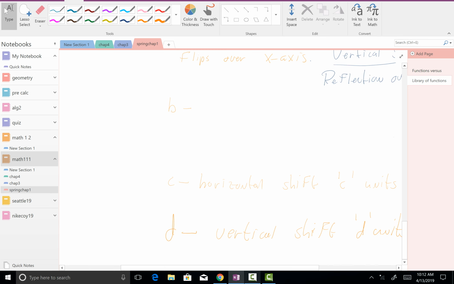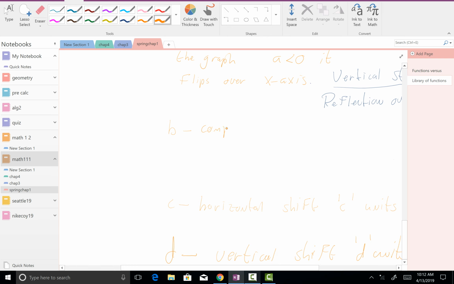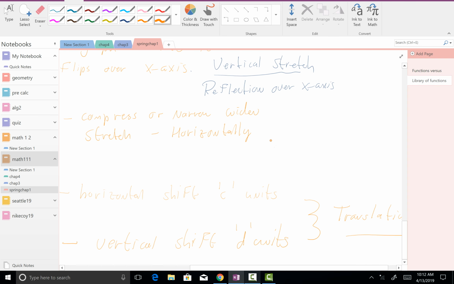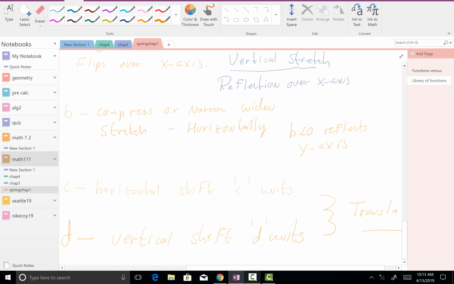So this is going to compress. Narrow or widen, you could say, also same thing: compress, narrow, widen, stretch, all of it horizontally. Also, if B is negative, it reflects over the y-axis. So that's what B does.